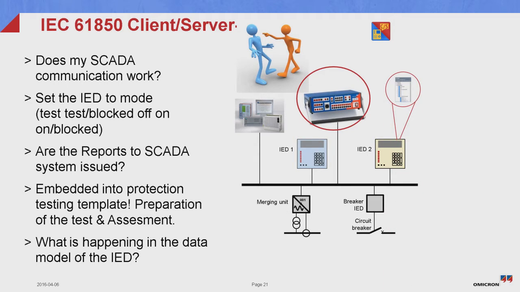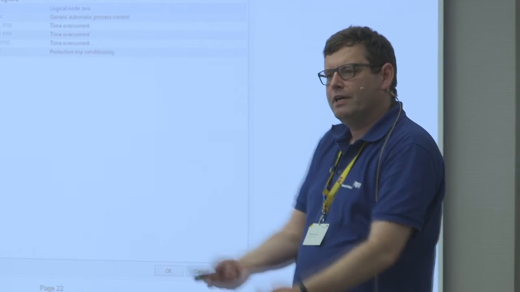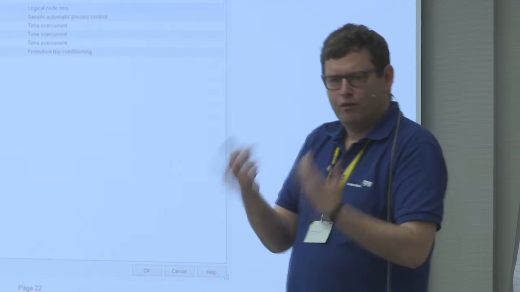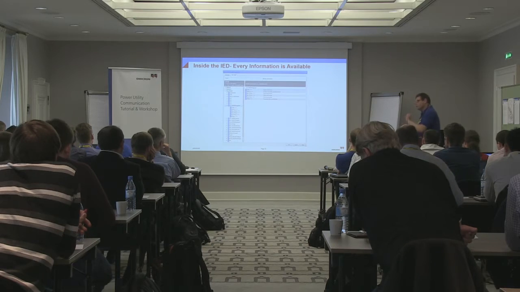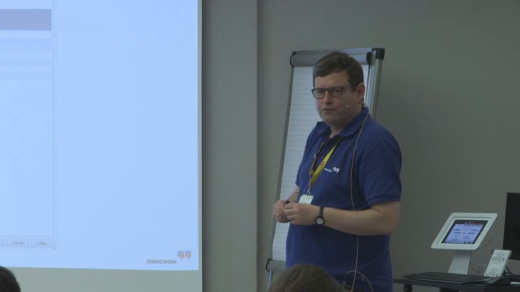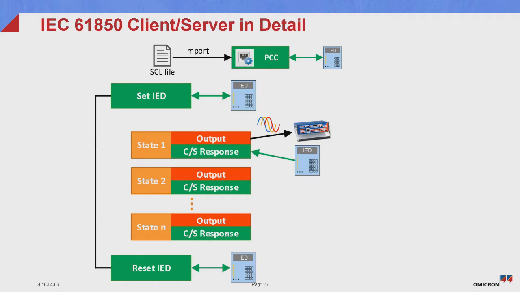What does this mean? When you look into such an IED, you have an unbelievable amount of information. Every piece of information about tripping, measurement values, direction information is available, and you can access it for testing or for assessment. So this really helps: you can say, I want to check, has the overcurrent stage now issued this information, and so on. So this offers a huge amount of possibilities.